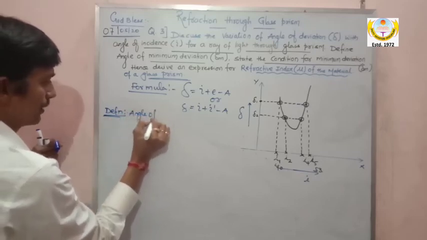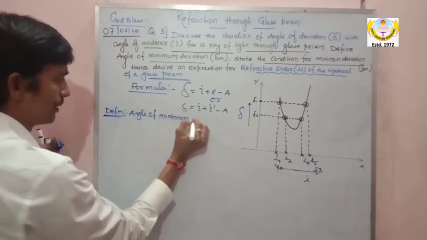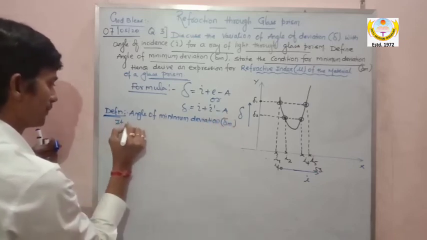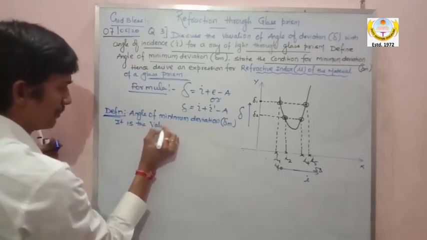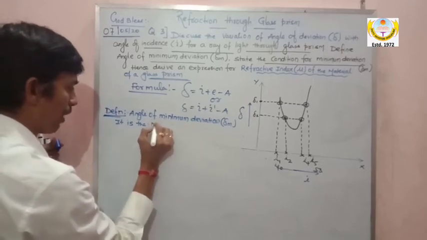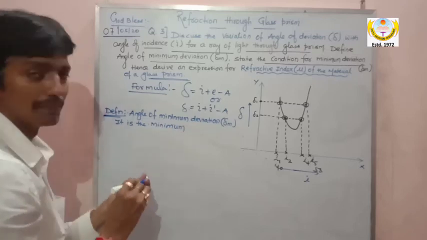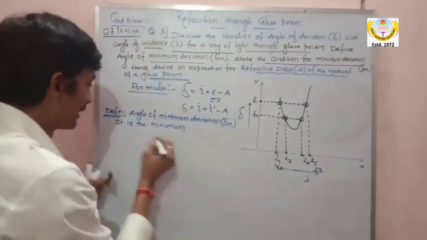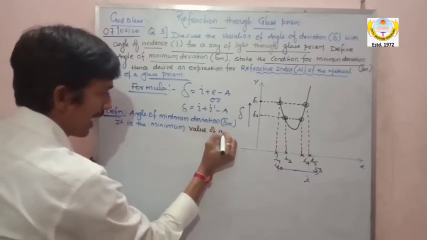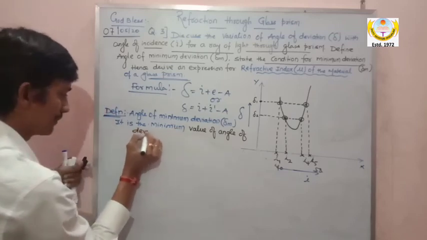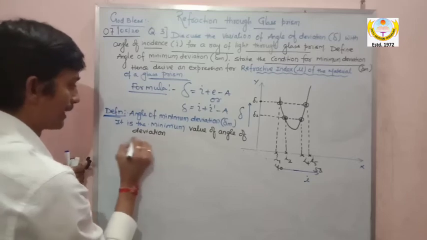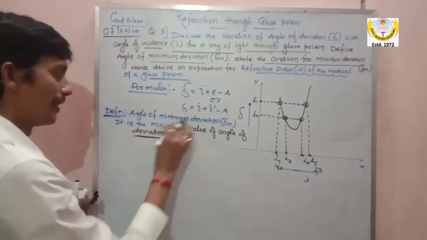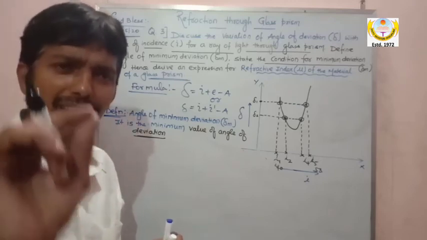I will write it in my next video also, no issue. But here first I will give you an idea of what the angle of minimum deviation, denoted by delta m, is. It is the minimum value of angle of deviation. The important word is minimum. So you have to search in the graph where the minimum is. But minimum of what? It is the minimum value of angle of deviation. The minimum value of angle of deviation is called the angle of minimum deviation.